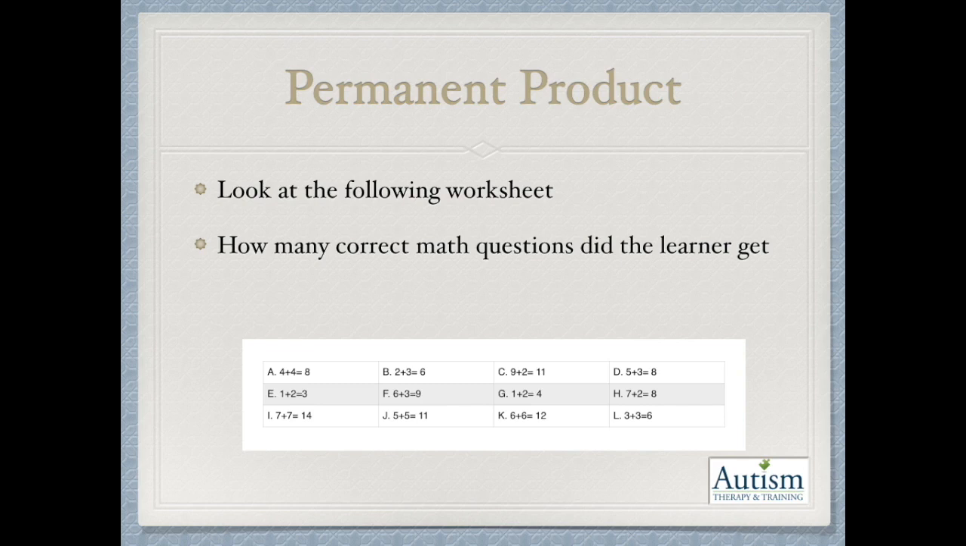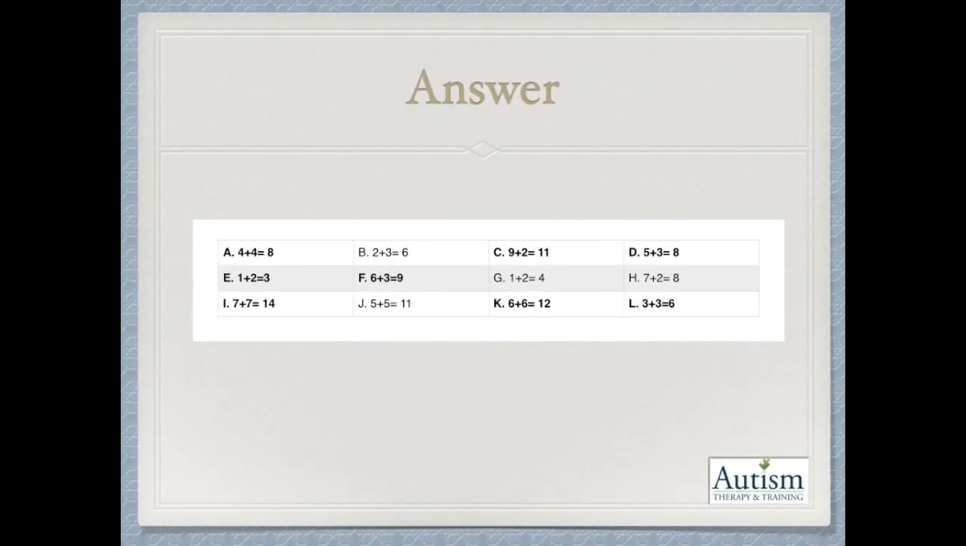I want you to look at the following worksheet. How many correct math questions did the learner get? If you counted 8, then you got permanent products right.